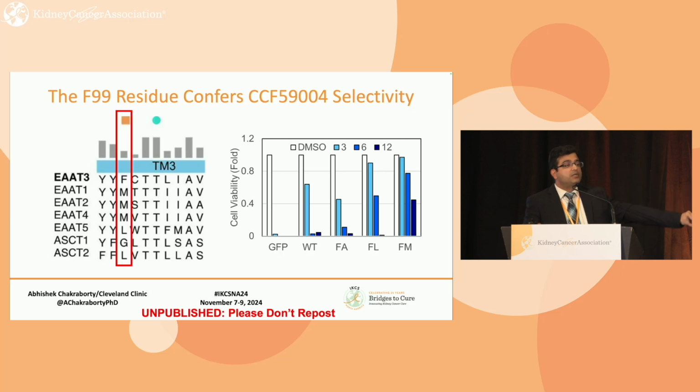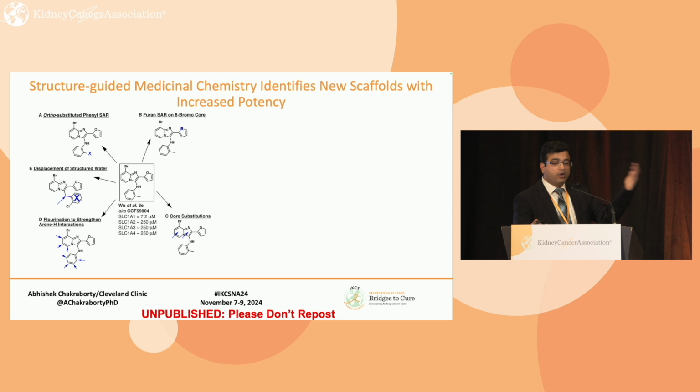You put these mutants into the cell, you expose the cells to the drug, and the drug does not have as much of an effect as it has on the GFP or the wild-type expressing control cells. So all of this means that it's all working on target, a selective molecule for SLC1A1.